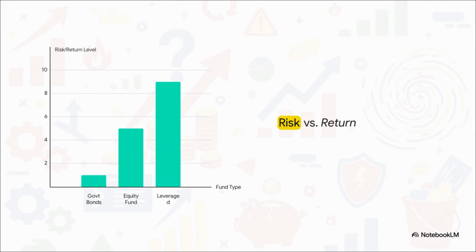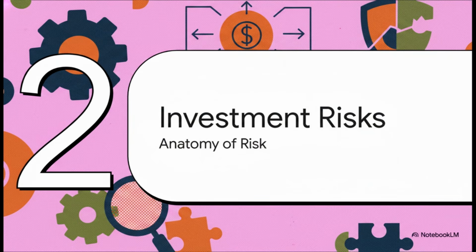Our chart here illustrates this spectrum perfectly. Over on the left, government bond funds offer low risk, but consequently very low returns. In the middle, your standard equity funds offer a medium balance. But look over at the far right. Leveraged funds sit at the absolute extreme edge. They offer the potential for massive returns, sure, but they carry an equally massive risk of severe loss. Sarah can't simply opt for that tall return bar without strapping herself in for the intense volatility that comes with it.